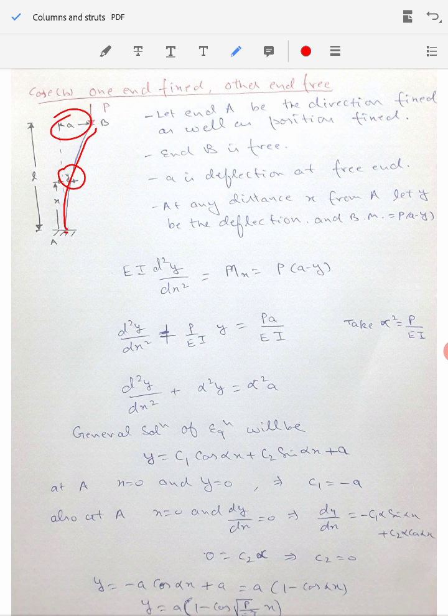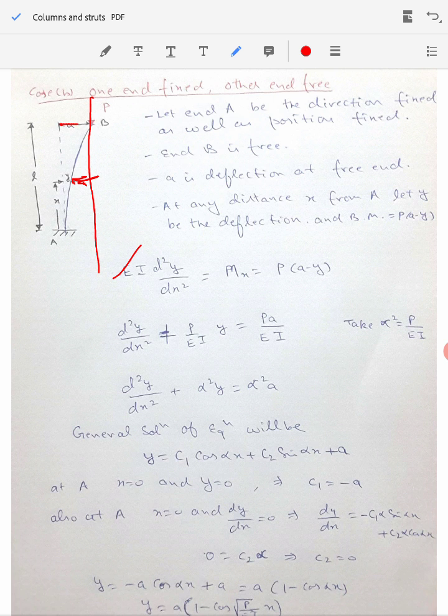Again we will use the same formula which we have used earlier: EI d square y by dx square equal to M. What will be the value of the bending moment? Bending moment is always the load multiplied by the distance. So the load line is here. This is the load line, and this is the point I am considering for the section. So what is the distance here from the load line?